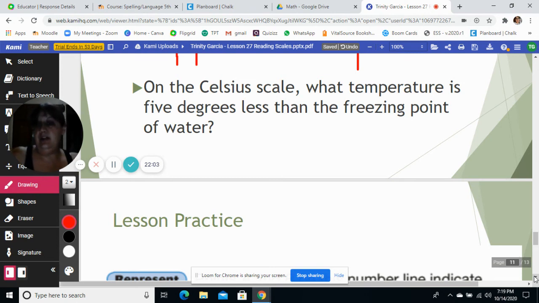of water? On the Celsius scale, what temperature is 5 degrees less than the freezing point of water? Okay, remember that on our Celsius scale, you can go back and look in your book what it is, but on our Celsius scale, water froze at 0 degrees Celsius, right? 0 degrees Celsius. So what would be 5 degrees less than 0? That's what answer you're going to put right there. 5 degrees less than 0. Okay, and you put in the blank.